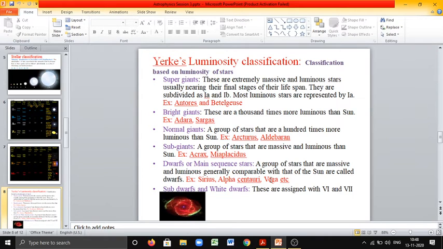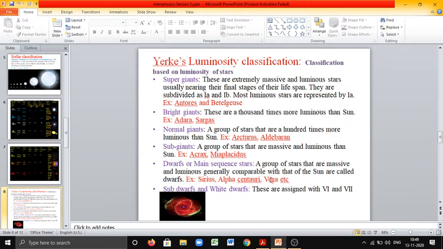Similarly, Yerkes made classification of stars based on luminosity. According to this classification, which is mainly based on luminosity, we can classify stars as supergiants, bright giants, normal giants, subgiants, dwarfs or main sequence stars, subdwarfs and white dwarfs. Supergiants are extremely massive and luminous stars, usually nearing the final stages of their lifespan. They are subdivided as Ia and Ib. Most luminous stars are represented by Ia, for example Antares and Betelgeuse.